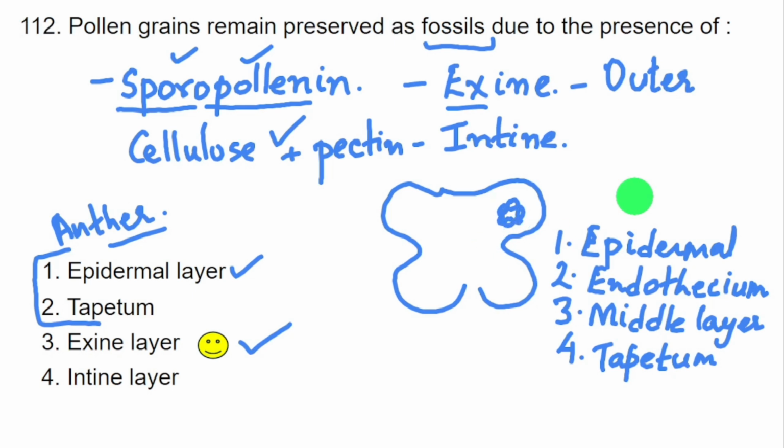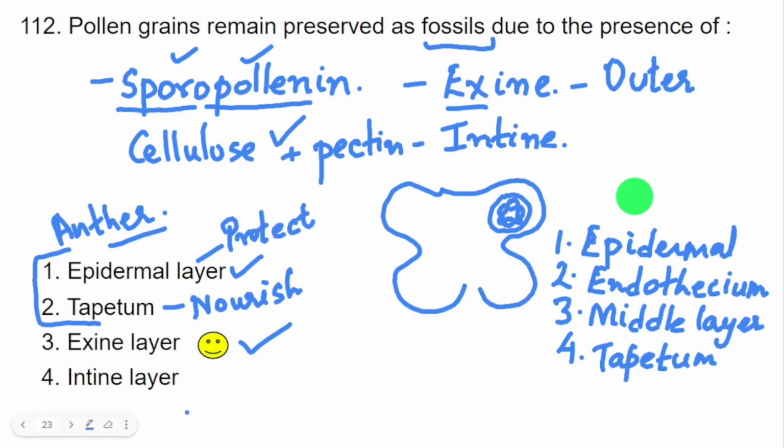So tapetum covers the sporogenous tissue. The role of tapetum is to nourish those cells. The epidermal layer will protect it, as it is the outermost layer. And intine is the inner layer of the pollen grain. So exine is for protection. Intine is also for nourishing the inner cells, the vegetative cell and the generative cell.